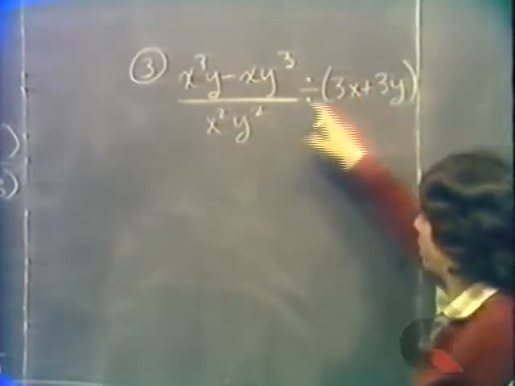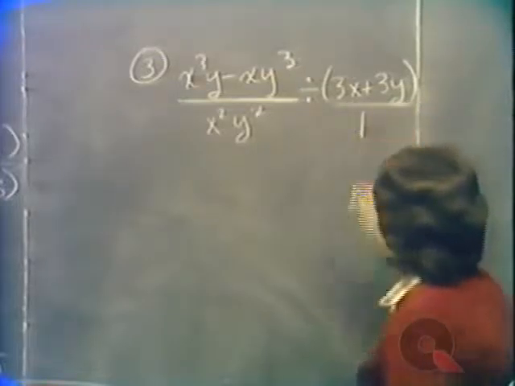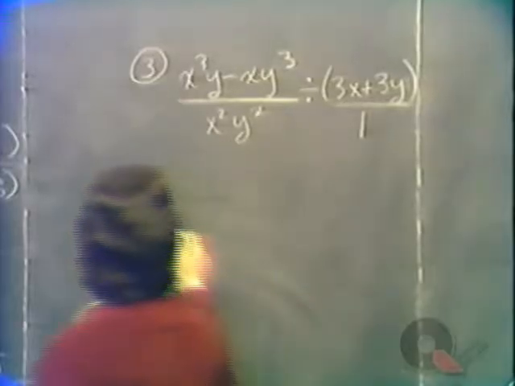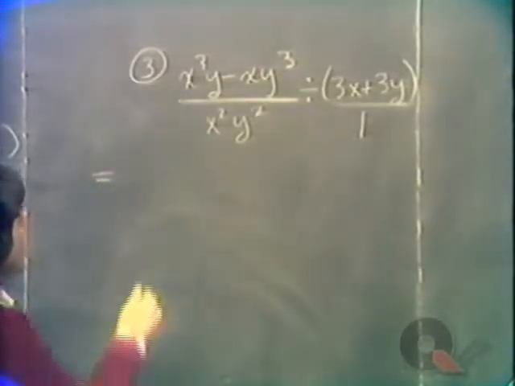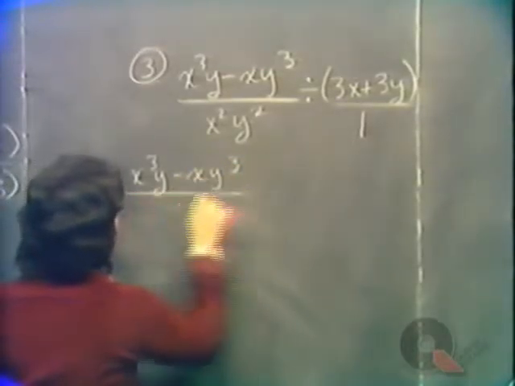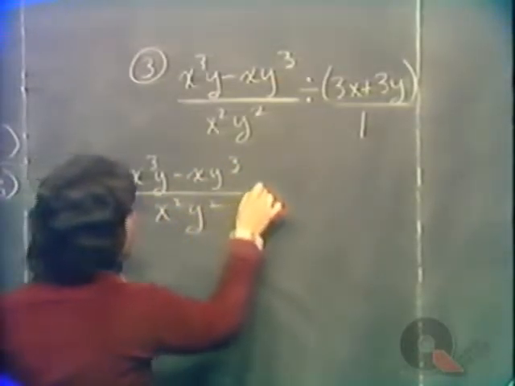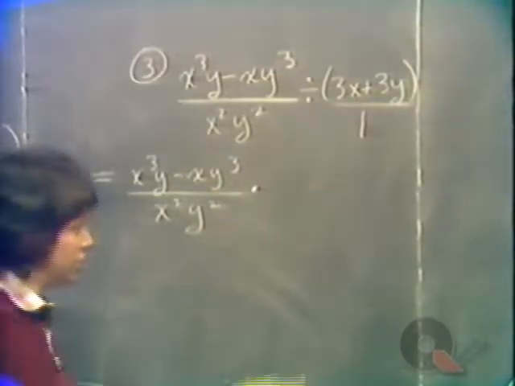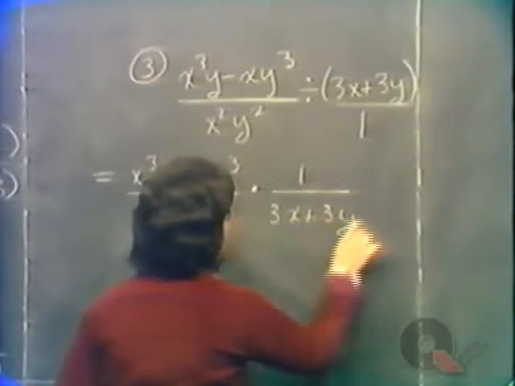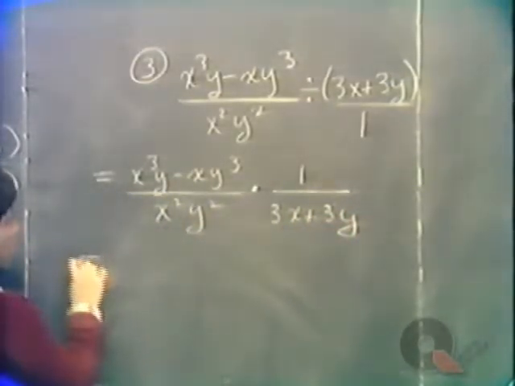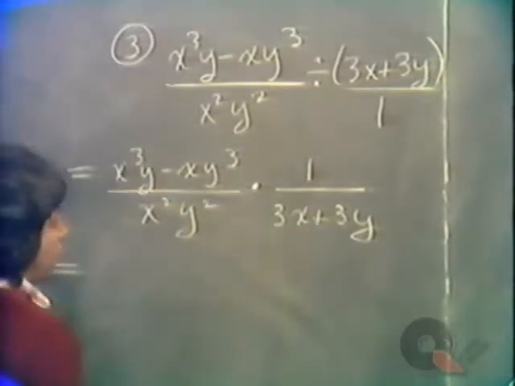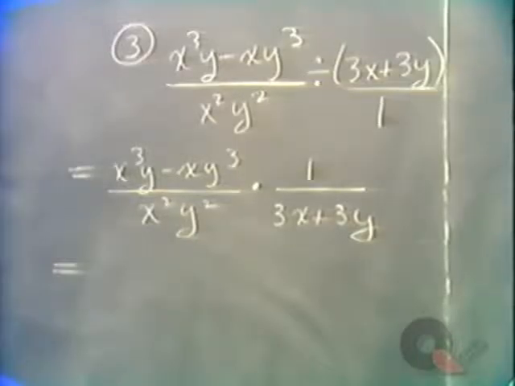Remember that although this doesn't look like a fraction, we can think of it as 3x plus 3y over 1. So it is one fraction divided by another, so this can be rewritten in the following form: x cubed y minus xy cubed over x squared y squared, times the inverted second fraction. We now have a problem similar to the last one, and we're going to factor each numerator and denominator completely and see if we can cancel out any factors.